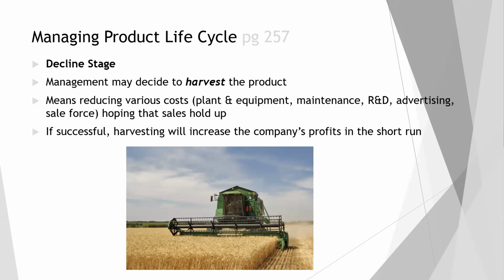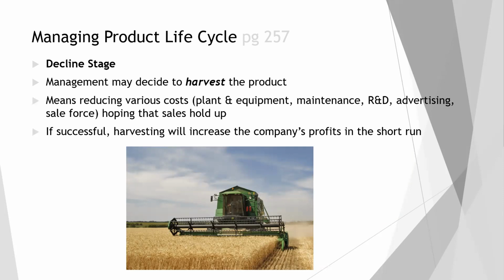Management, a company's management may decide to harvest the product. This means that they are going to reduce all the various costs. They're going to cut out all those costs that they don't deem as necessary. So the plant, the equipment, the maintenance, the research and development, the advertising, their direct sales force, hoping that sales are going to hold up. So they're going to reduce those costs and hope that we're still going to have the same amount of sales.